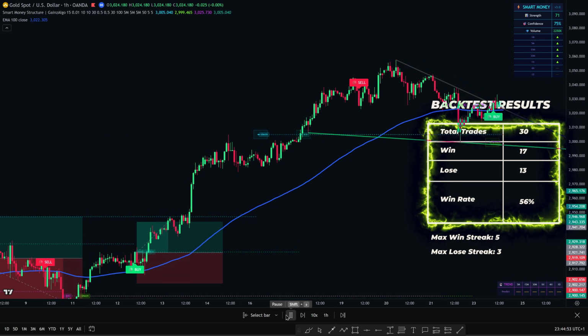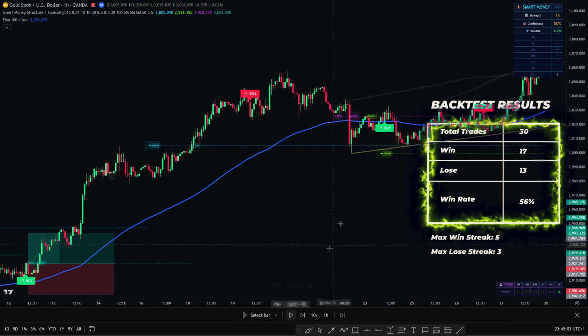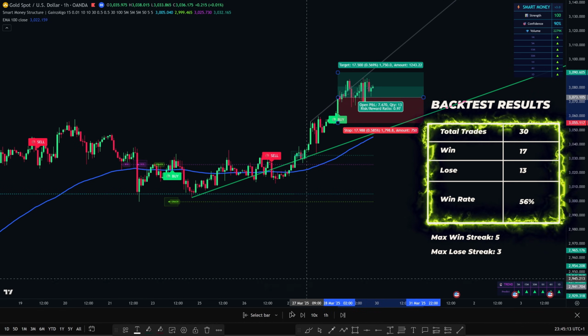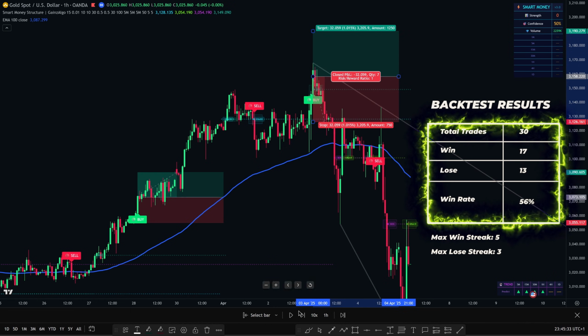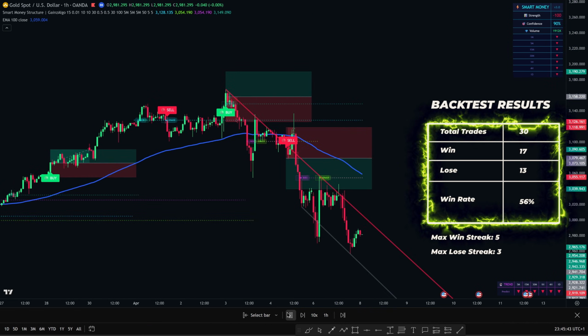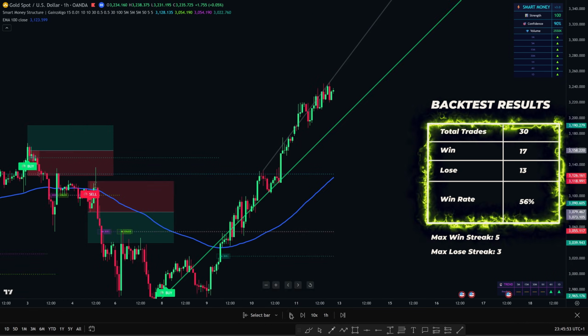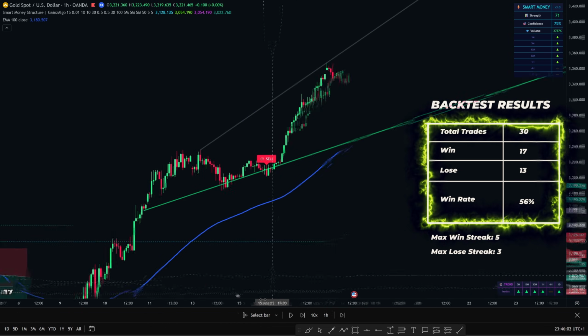Now an important reminder. No indicator is 100% accurate. Losses are part of trading. Always use a stop loss. Never risk money you cannot afford to lose. This tool improves probability. It does not remove risk.